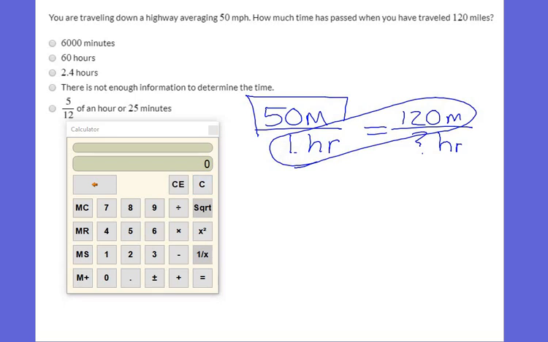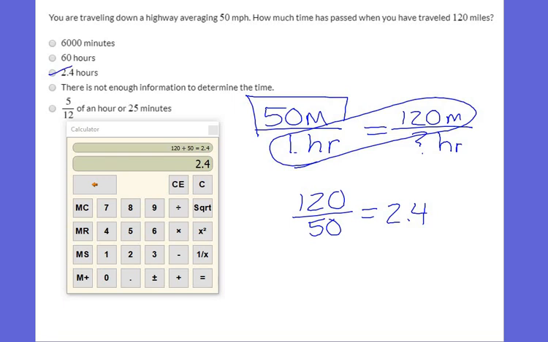So 1 times 120 gives me 120. I need to divide it by 50. So 120 divided by 50, I get 2.4. So I need to look at these answers, and I see 2.4 hours. I need to make sure that is the best choice. That says there's not enough information to determine it. There's plenty of information to determine it. 5/12 of an hour or 25 minutes. We did not get that, so it looks like that is our best option.